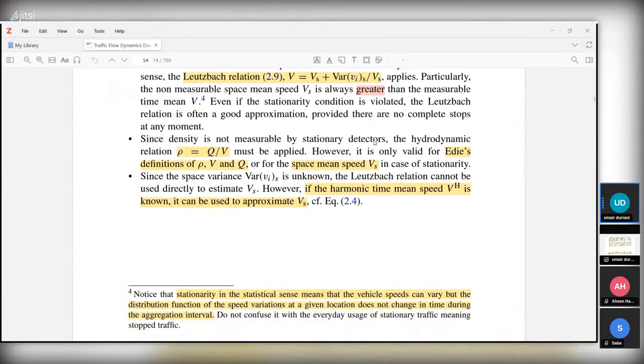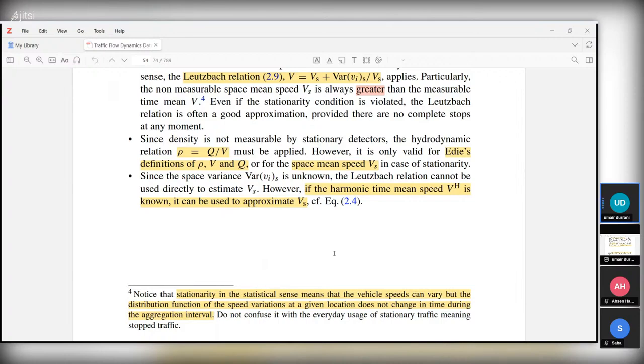Another important thing here is the definition of stationarity in the statistical sense. Here's what stationarity in the statistical sense means: the vehicle speeds can vary, but the distribution function of the speed variations at a given location does not change in time during the aggregation interval.